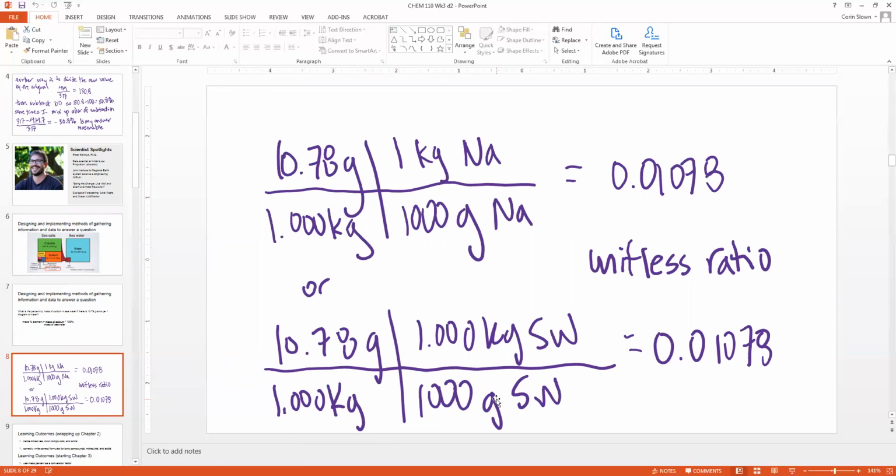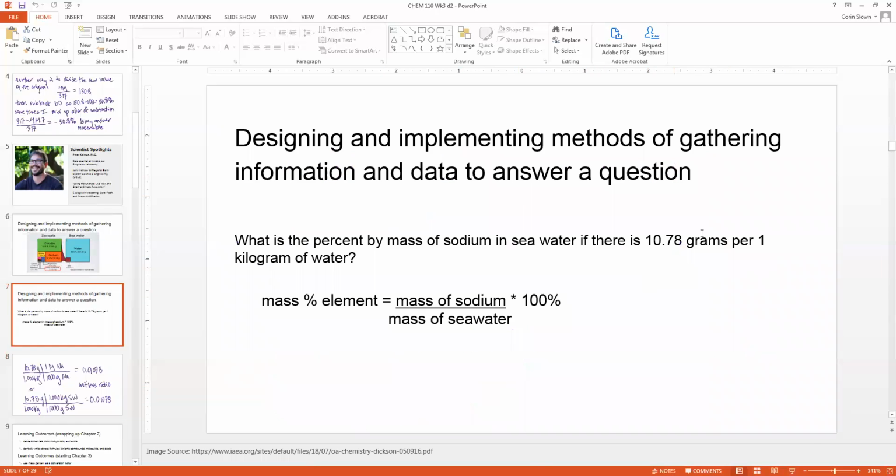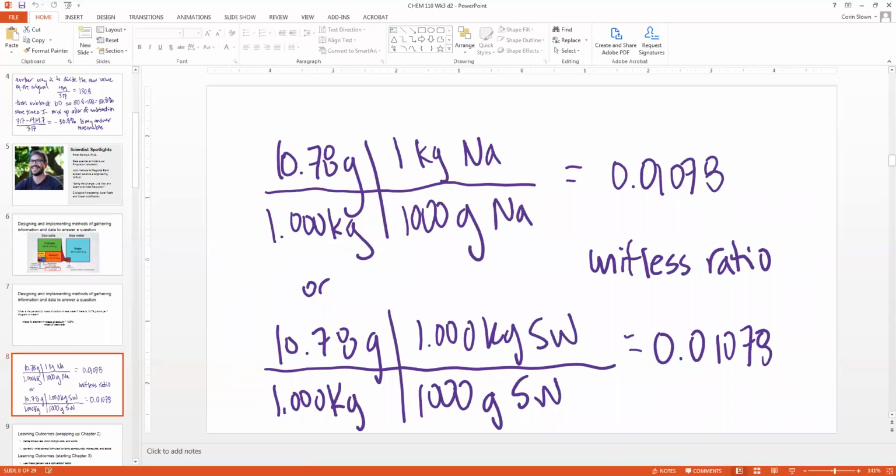which, when I divide 10.78 by 1,000, I get 0.01078. And notice this is a unitless ratio. That ratio is important because ultimately it's going to end up being a percent. So if I multiply that by 100, I get roughly 1.078%. So if I think about my original question, I have 4 sig figs here, I have 1 sig fig here. So it's fair for me to say that my answer is roughly 1% of seawater is sodium.